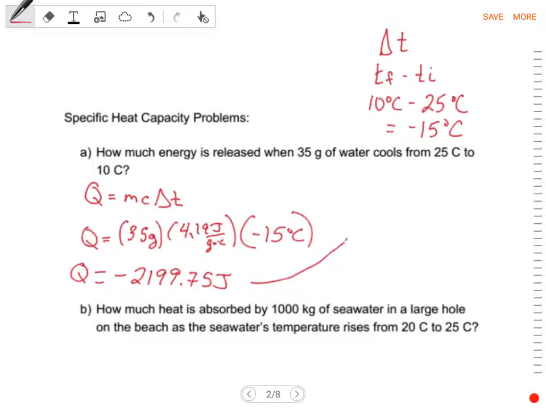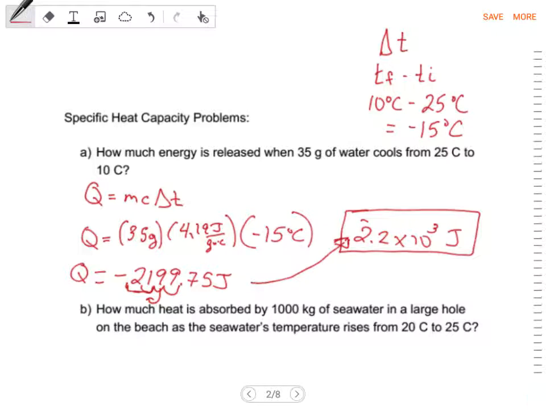And if you look, in our question, we need to have 2 significant digits, okay? And in order to do this properly, we're going to have to go into scientific notation. So we need to have 2 significant digits, and this is going to round up. So what we're going to have is 2.2 times 10 to the 3 joules, and sorry, that's negative. That's your Q value. That's how much energy is released when we cool water from 25 degrees to 10 degrees. We are releasing energy. We're giving it away.